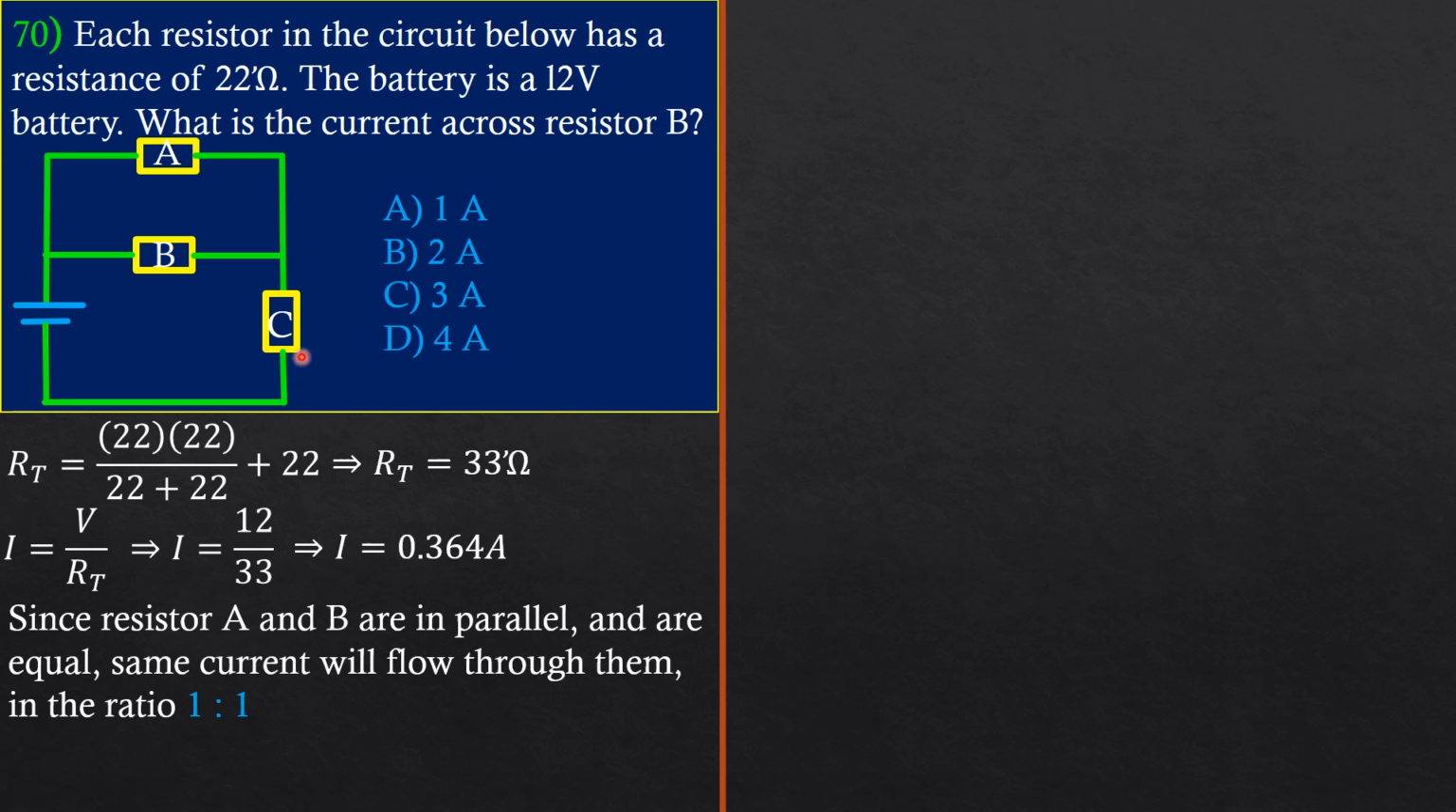Now, guys, since resistors A and B are now in parallel and are equal, the current flowing here will be shared equally among resistors A and B, since they are in parallel and have the same resistances. So it's going to be shared in the ratio 1:1, which means our IB, the current flowing through resistor B, is the same as 0.364 divided by 2, which gives us 0.18 amperes.